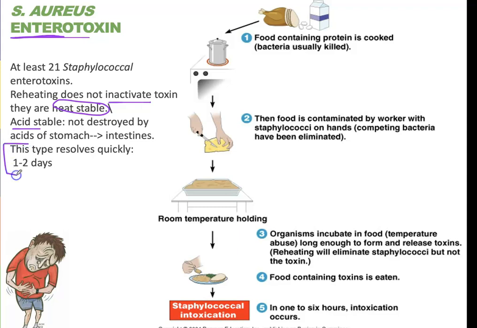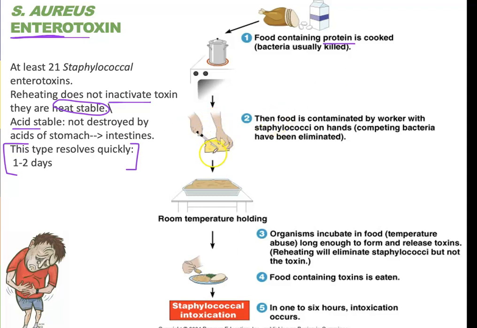This kind of food poisoning is something that we've probably all had before, where it's very quick, it lasts a couple days, it's very acute, but it doesn't have any long-lasting issues. So the way you get it is, again, food containing protein is cooked. Bacteria is usually killed. So when you cook the food, let's say it's chili, the heat is going to kill almost all the bacteria in the food, as long as it's cooked to a high temperature. It contains protein, because protein is going to be a nutrient source for the bacteria.